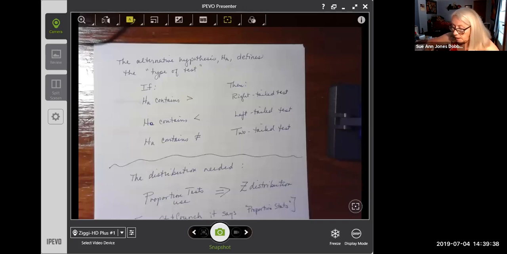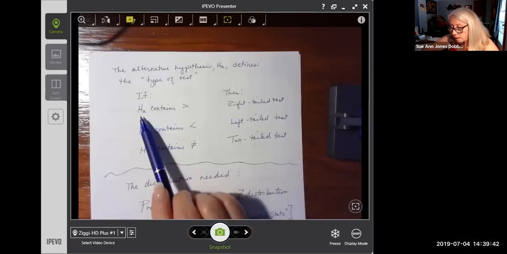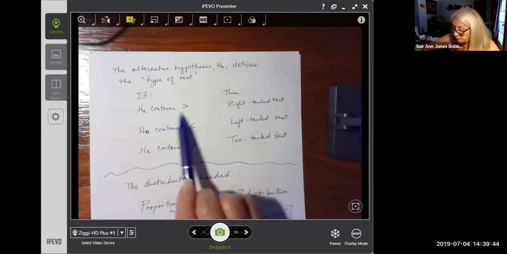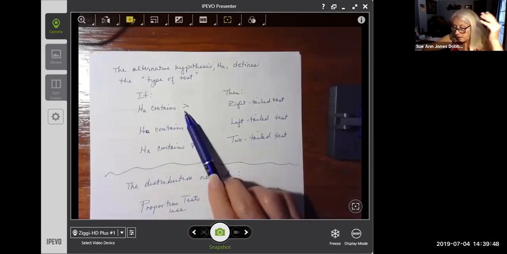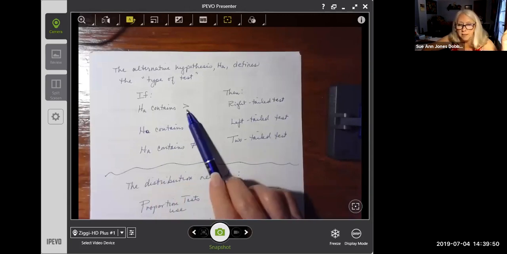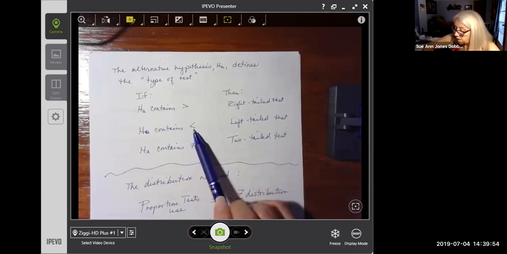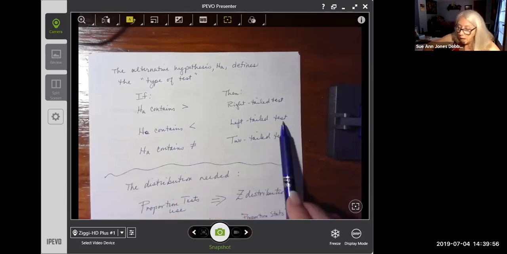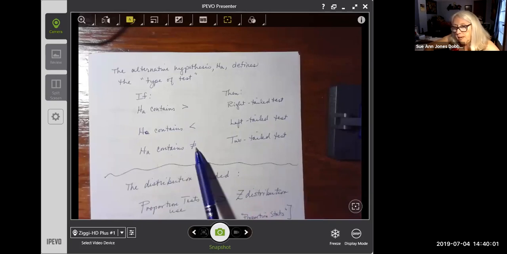So here's the basis of it. If the alternative hypothesis contains a greater than symbol, then that's a right-tailed test. And you notice that if it's pointing to the right, it's a right-tailed test. If it contains a less than symbol, that points to the left, and it's a left-tailed test. And when it has the not equal to symbol, then it's a two-tailed test.